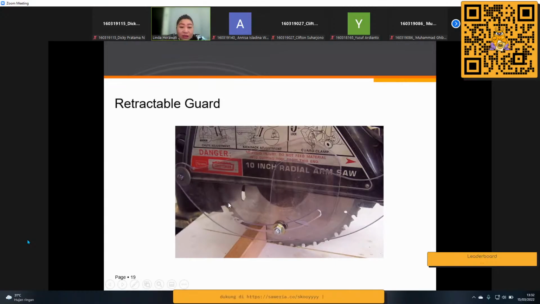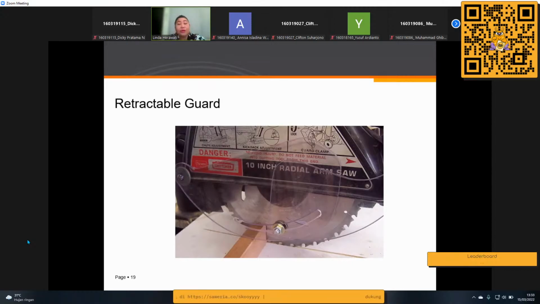This is the rod arm saw. This is the blade. Okay. So if you want the guard very, very tight, you can move it to the left. Or maybe if you are processing large or bigger material, it can move to the right. This is the retractable guard. It can be easily retracted to make it a bigger guard or a smaller guard.